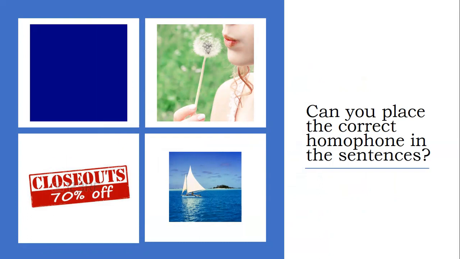In the first box, we see a blue square. Blue. Let's spell that word, blue. B-L-U-E. In the next box beside the blue square, we see a little girl that's blowing. She's blowing. Blow, blow. Or also blew. The past tense of blow is blew. She blew the little pieces off of the dandelion weed.